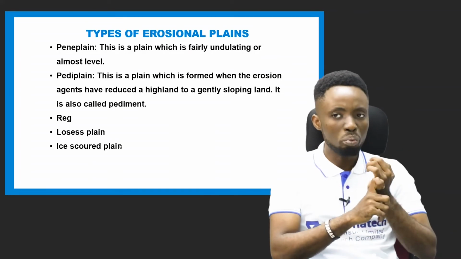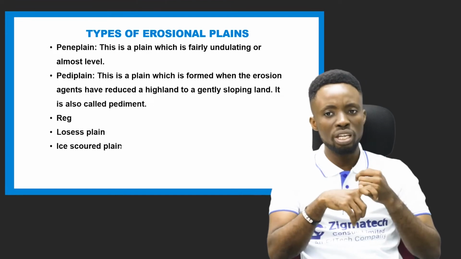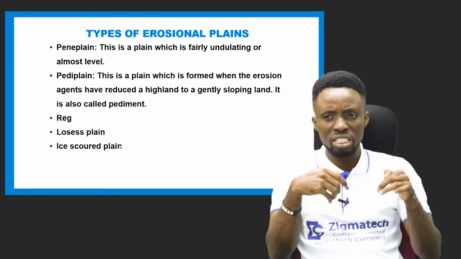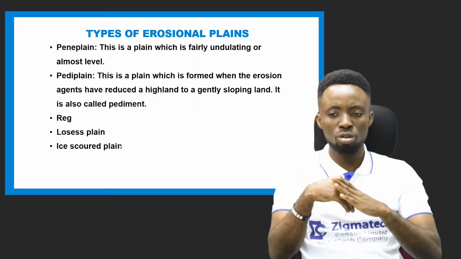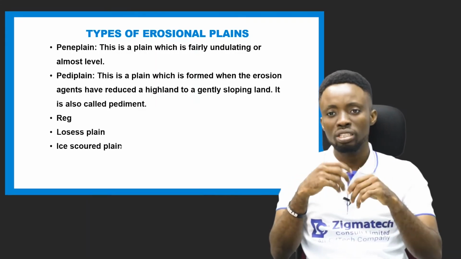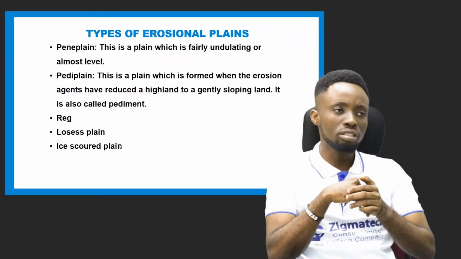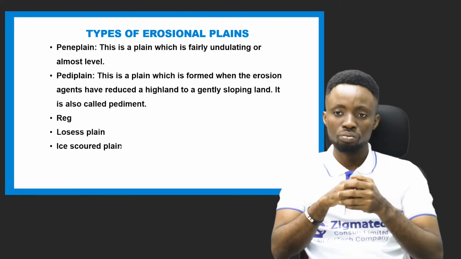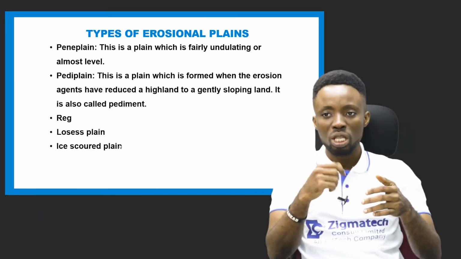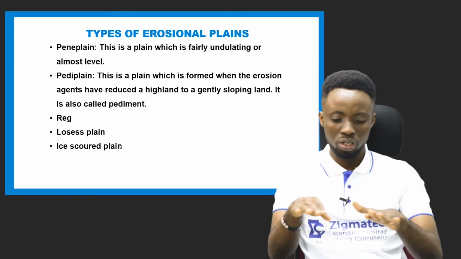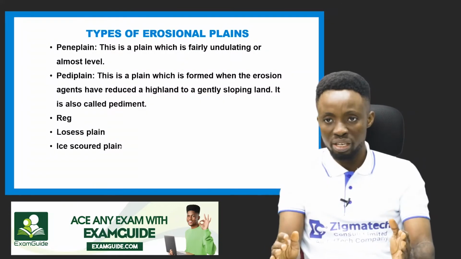But an erosional plain that is caused when denudation has acted on a highland, causing it to slope down or lower down, such erosional plain is called a pediplain, and that feature, that result, is called a pediment. So when such a plain forms, we call that plain a pediment.